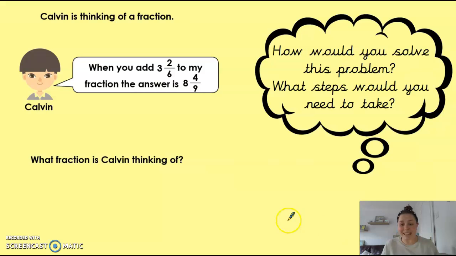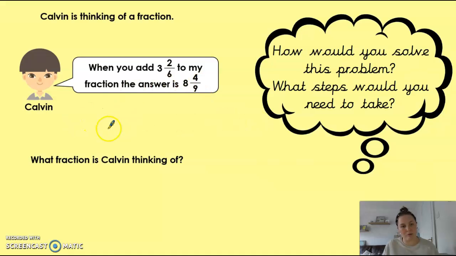If you can solve it as well, then do. That would be brilliant, and come back and hear how I've solved it. So let's work through it together. I'm going to write it out as I read it. So it says, when you add 3 2/6 to my fraction, the answer is 8 4/9.